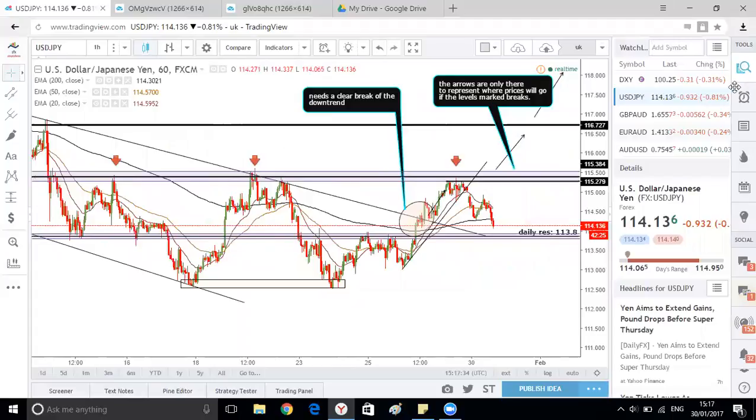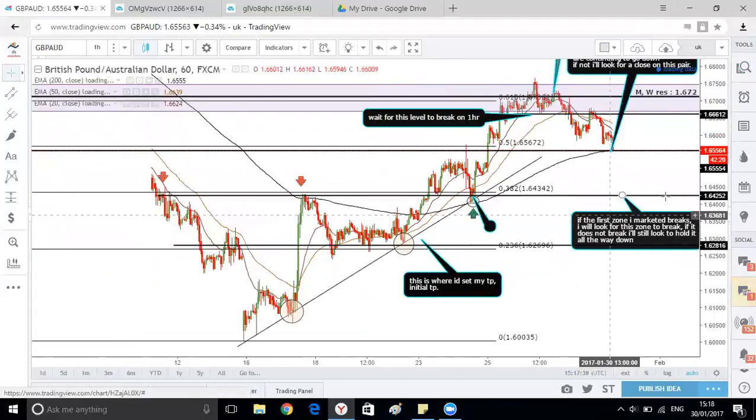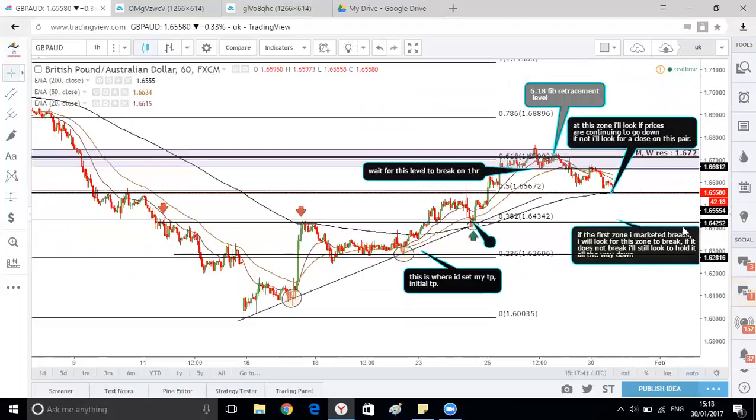Now going on to our next trade, GBP AUD. The chart is a bit messy, but I'm just going to explain it to you.